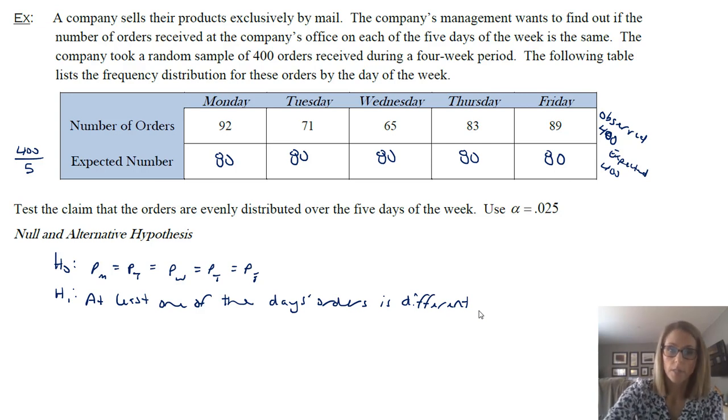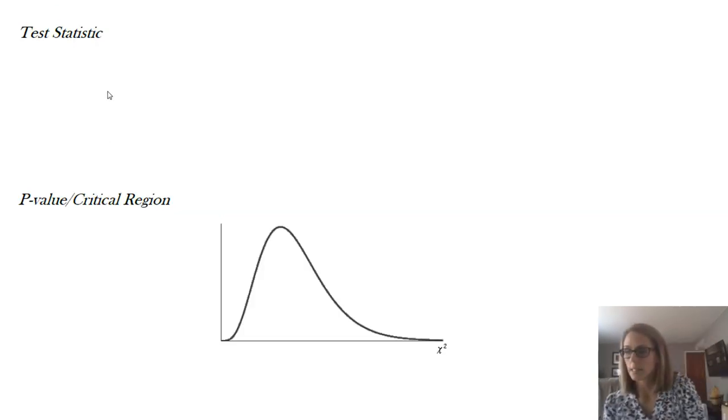So now it's time for our test statistic. And notice we have an alpha of 0.025. That is a value that is on our table. So we're able to do a kind of a cool alpha like that. So our test statistic here, just like before, chi-squared star I'll use for my test statistic.